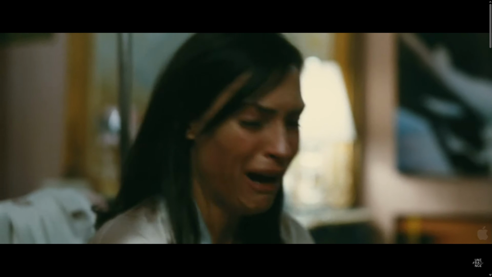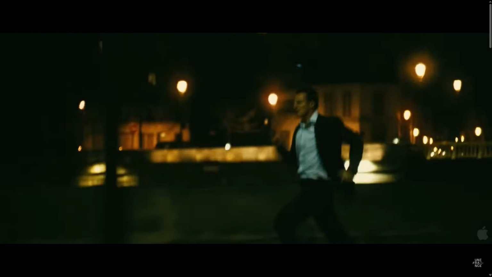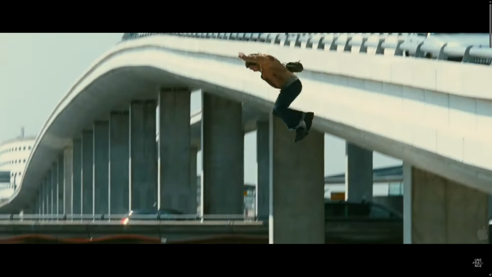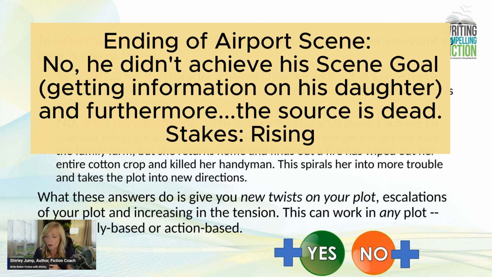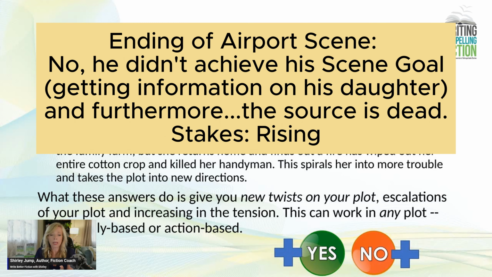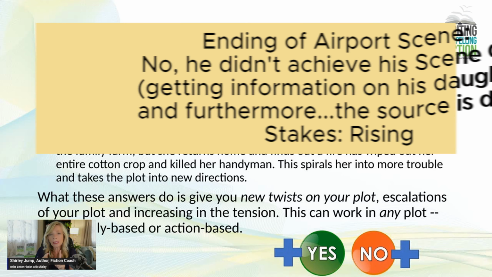Like when Liam Neeson goes to the airport, questions the guy, he doesn't get all the information that he needs, and the guy jumps off the bridge and dies. And so that's even worse for him because now that whole source is gone and he doesn't have any way to get that information.